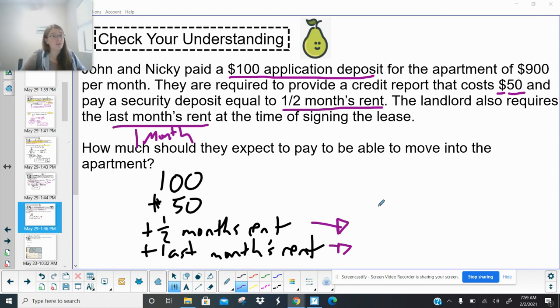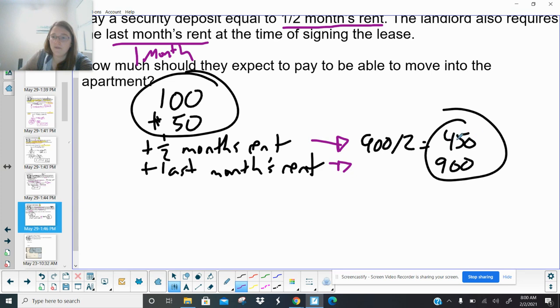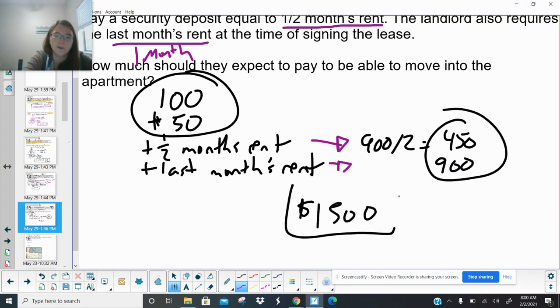So take a moment, see if you can figure out what these two are, and if you haven't finished the problem yet, add everything together and get the answer. Okay, so a half of a month's rent, well, if 1 month is 900, I just need half of that. So that's $450. As well as a full last month's rent, so this is 900. So this is what I should have added together. This is half of a month's rent. This is just 1 month, 1 more month they're asking for. So 100 plus 50 plus 450 plus 900. So for this place, you only need $1,500 up front.